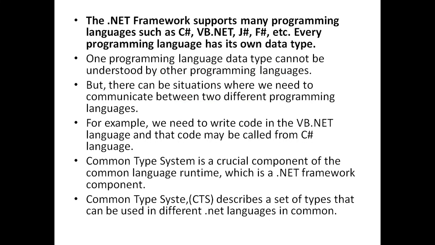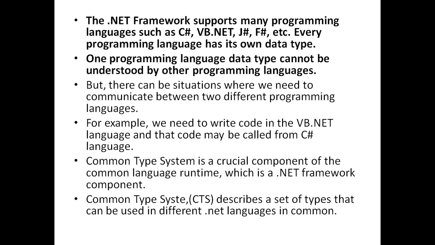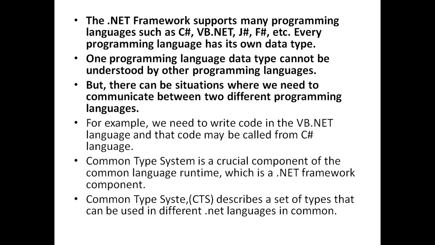Here we will see common type system. The .NET framework supports many programming languages such as C#, VB.NET, J#, F#, etc. And every programming language has its own data type. One programming language data type cannot be understood by the other programming language. But there can be a situation where we need to communicate between two different programming languages.